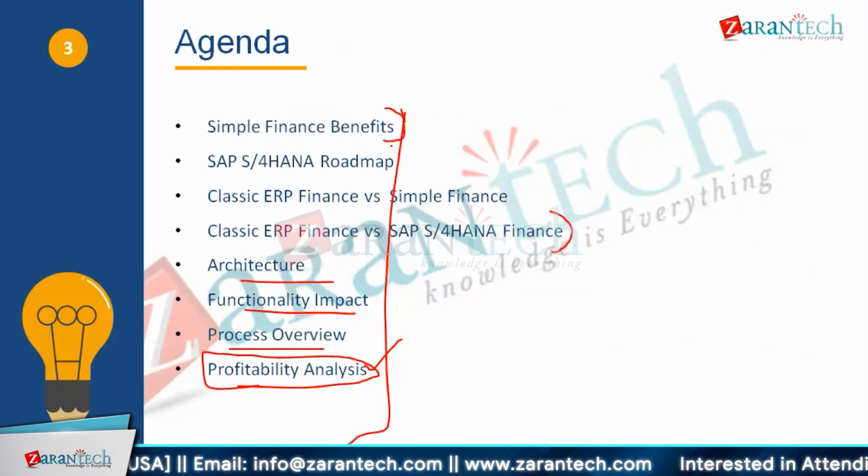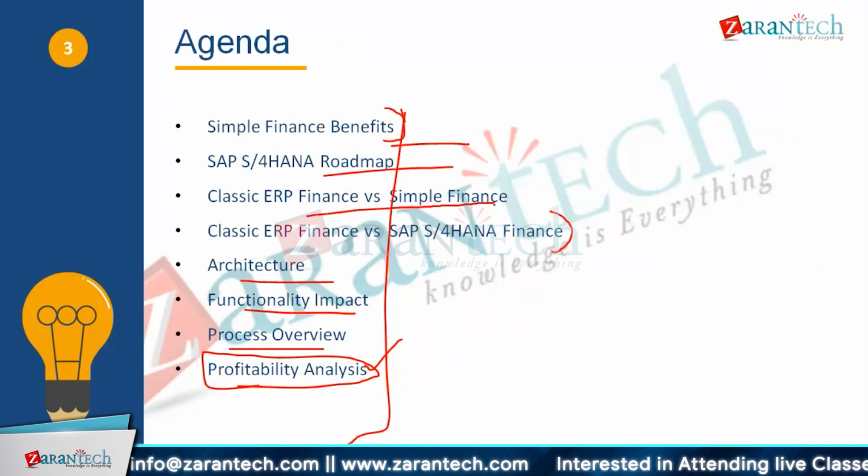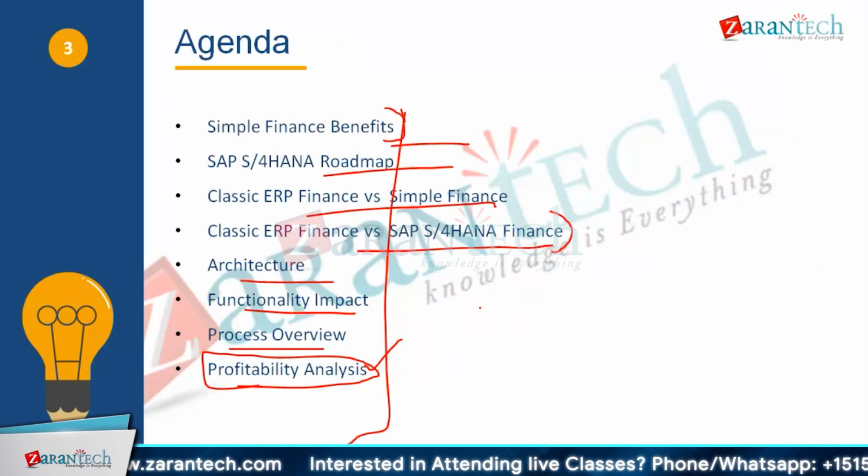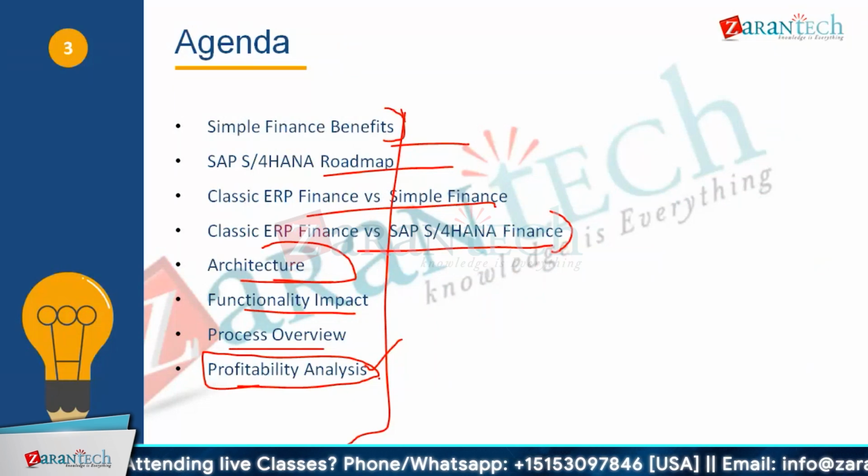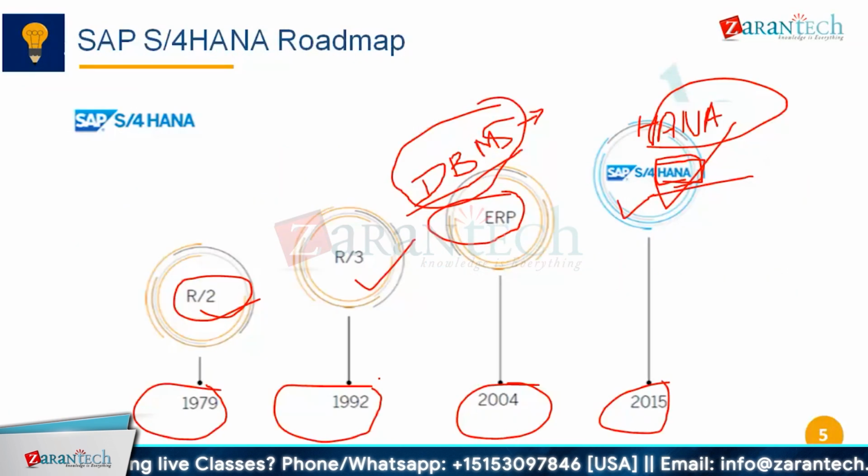So benefits of simple finance, S/4HANA roadmap, classic ERP and simple finance, the comparison versus S/4HANA finance, comparison, architecture, functionality impact, process overview. So till here we have covered so far. Functionality, process overview, and profitability are still to go through. Let me run through quickly.